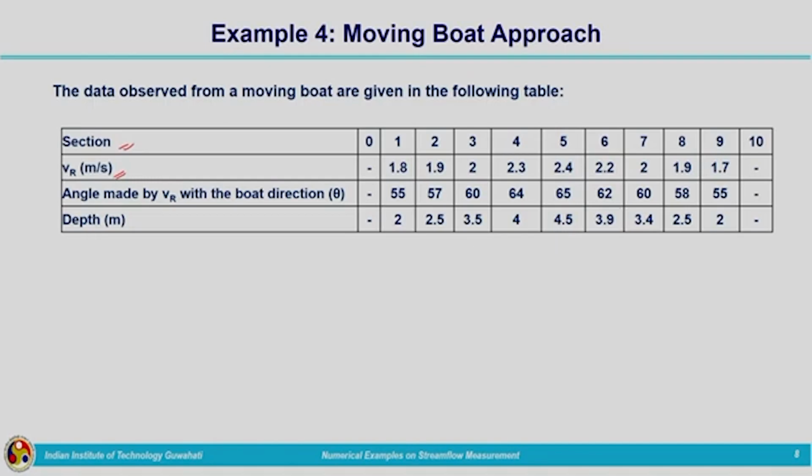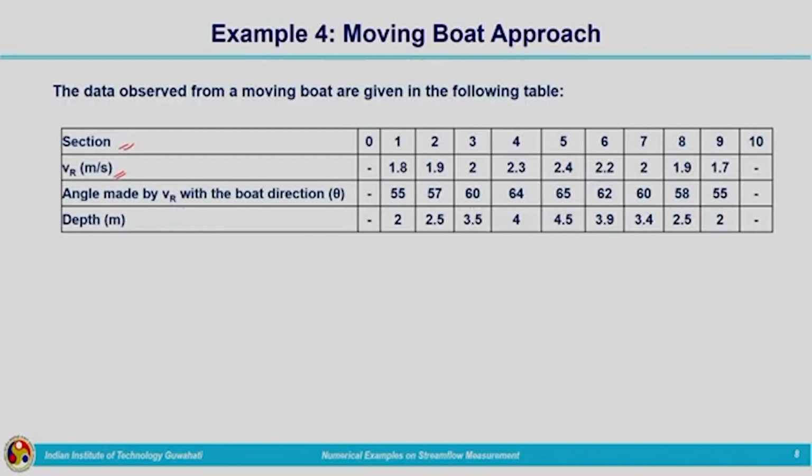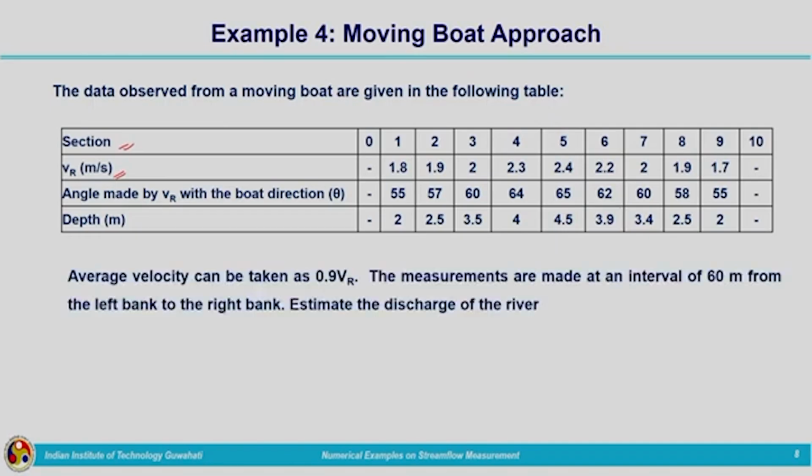Current meter will be noting down the rotation, and that has been converted into velocity, and that value is given to you. Angle made by VR with the boat direction theta, and depth at each section is also given to you. Average velocity can be taken as 0.9 VR. The measurements are made at an interval of 60 meters from the left bank to the right bank. Estimate the discharge of the river.